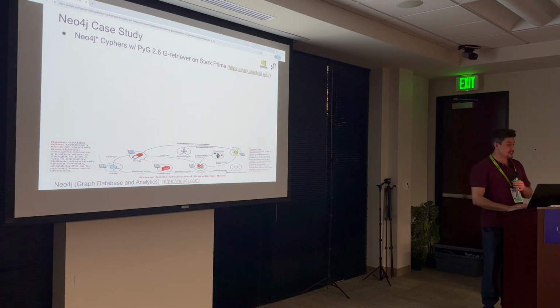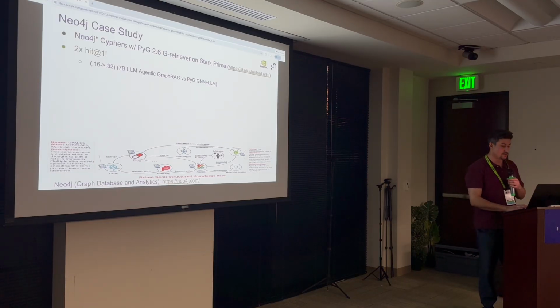I will start by teasing some results. In this case study from over a year ago, Neo4j used Stark Prime, a medical question answering dataset made by Yuri Leskovec's lab based on the PrimeKG medical knowledge graph. Neo4j was able to double the state-of-the-art accuracy. The previous state-of-the-art is a pure LLM approach, so this shows that adding GNNs to LLMs has immense value when used on a high-quality knowledge graph.